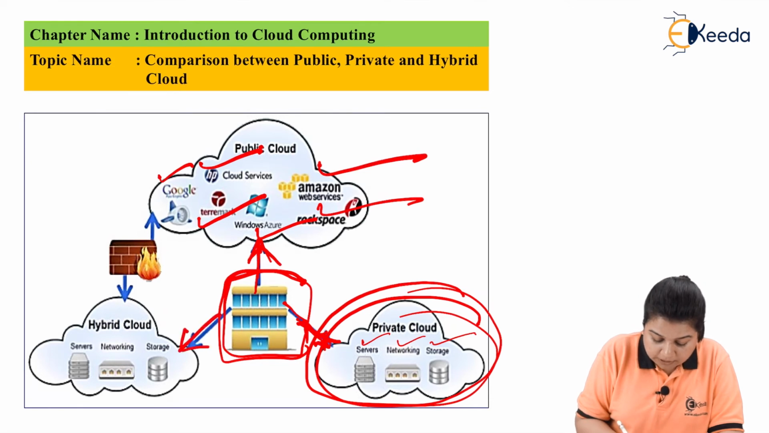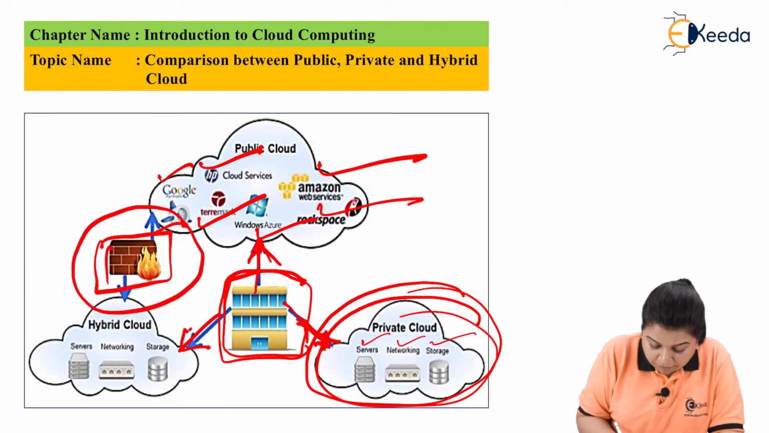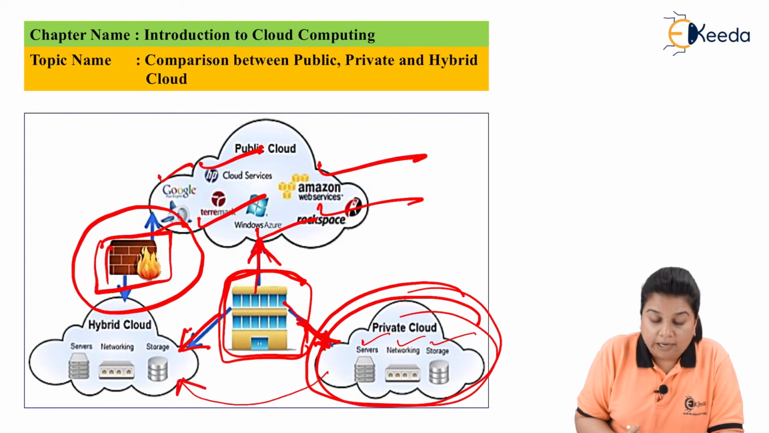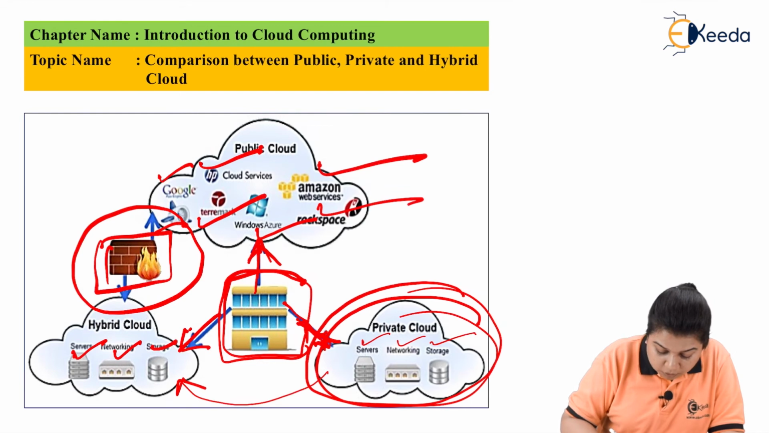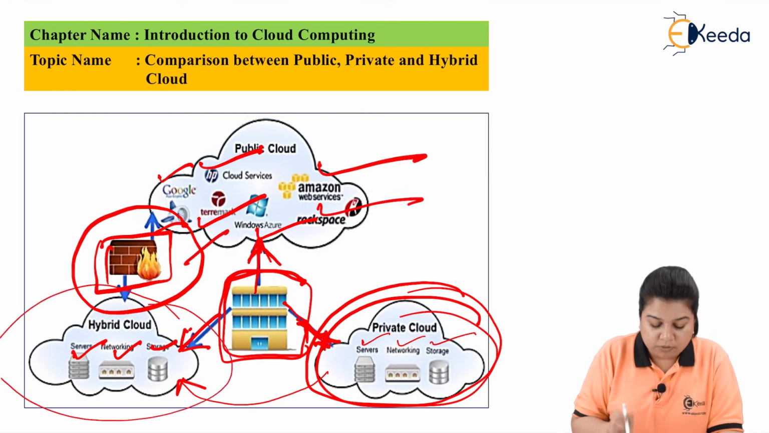Comes the hybrid cloud. This hybrid cloud comes from the public cloud only, but with a firewall, and it has the features of a private cloud as well. That means it has servers, networking, storage, but it is not accessed by all the users. It is protected by this firewall.